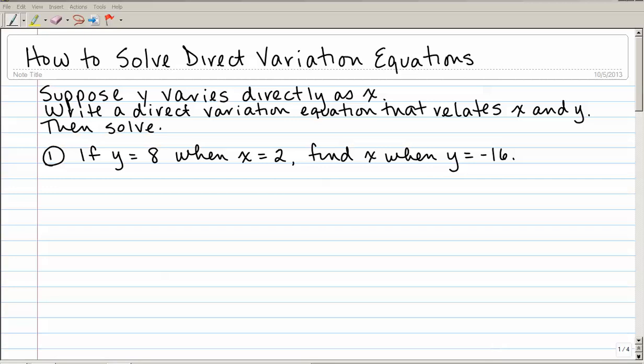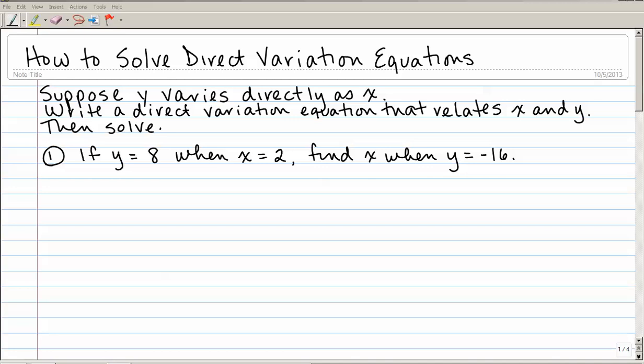Here's how to solve a direct variation equation. The problem always starts out the same way. Suppose y varies directly as x. Write a direct variation equation that relates x and y, then solve.